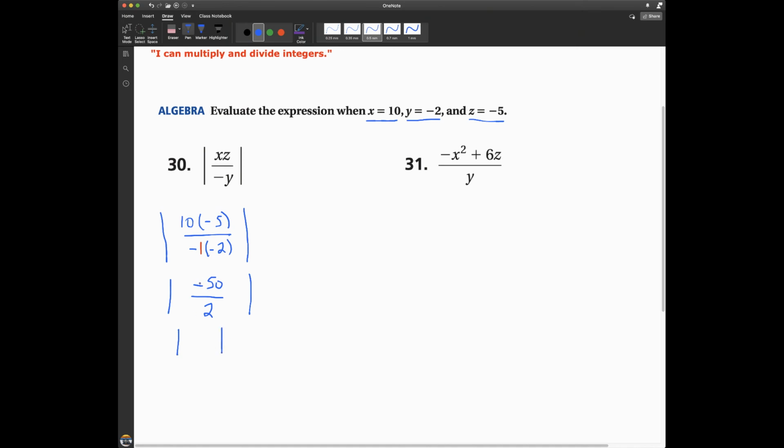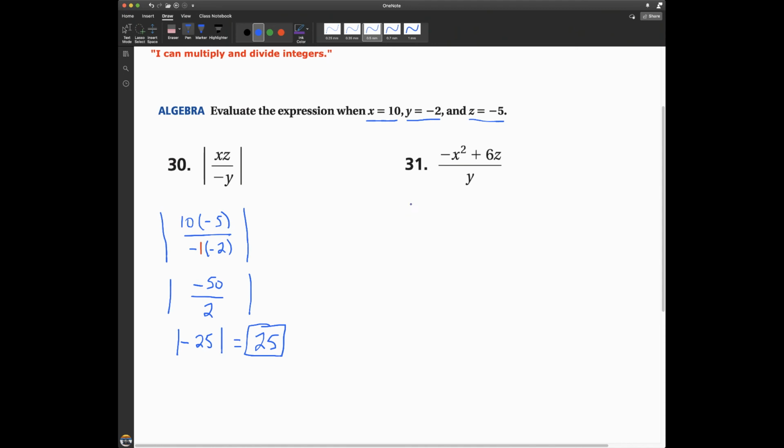And then what is -50 divided by 2? Different signs gives me a negative answer. That's -25. Now this is inside of absolute value signs. And we learned back in section 1.1 that when we have an absolute value, we always know our absolute values are positive. Okay, so the answer to this problem is +25. Okay, let's look at problem number 31.